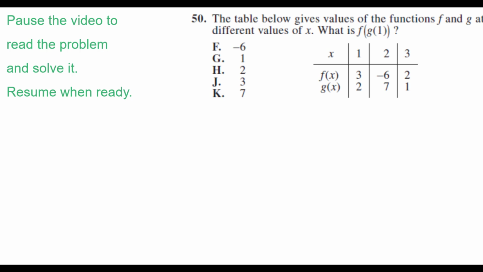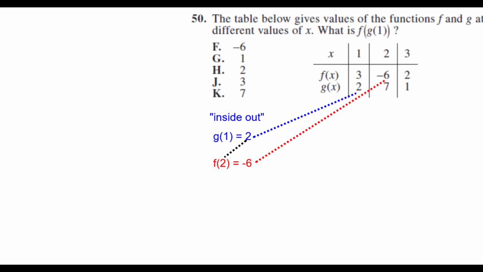Number 50, pause is needed. So this one you work inside out. I'll first find g at 1, which from the table is positive 2, right here in blue. Now I'm going to take f at that answer, and f at 2 is negative 6. So the answer is f. This one could not be done with a graphing calculator, but it went along with the composition of functions.